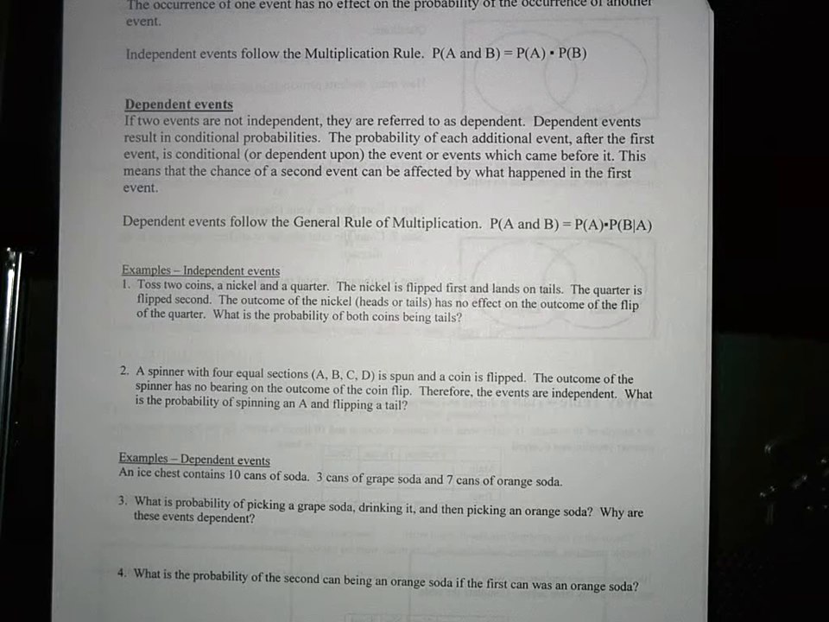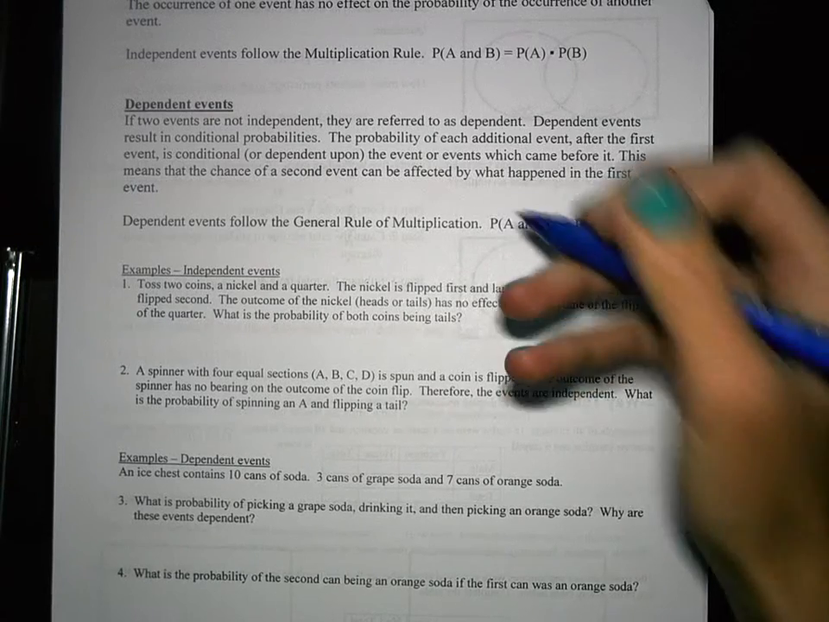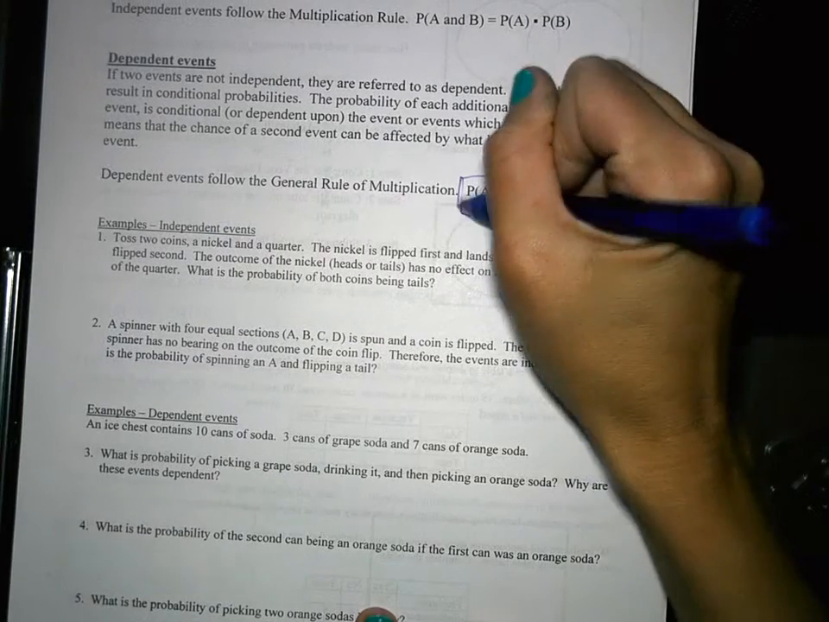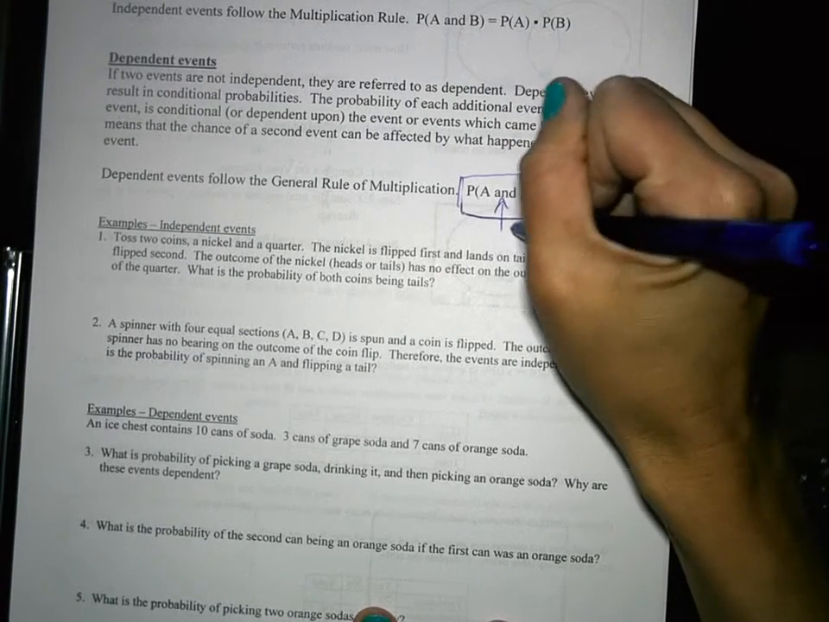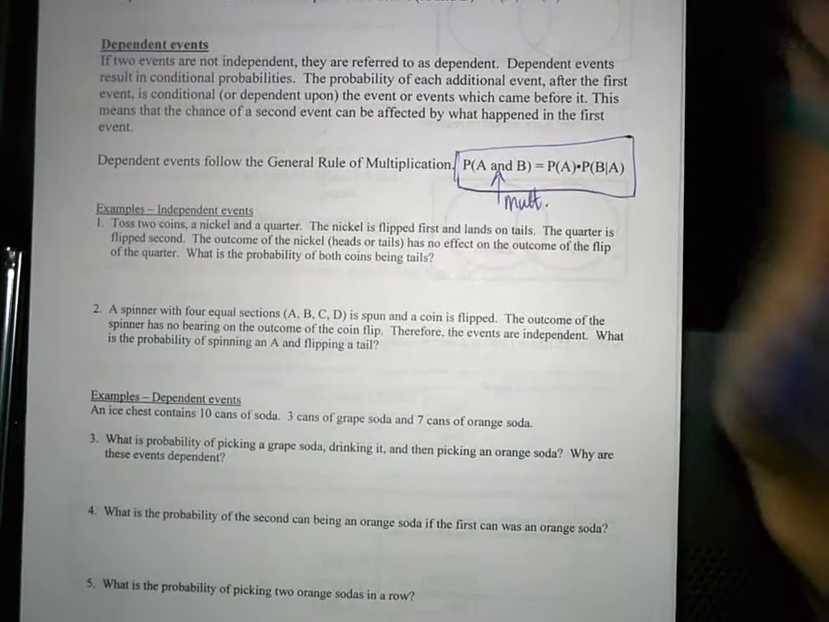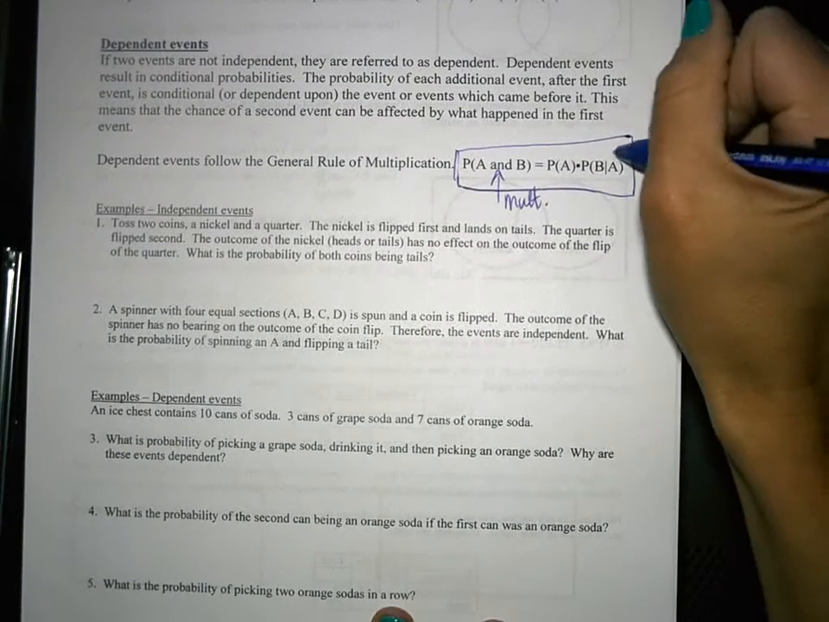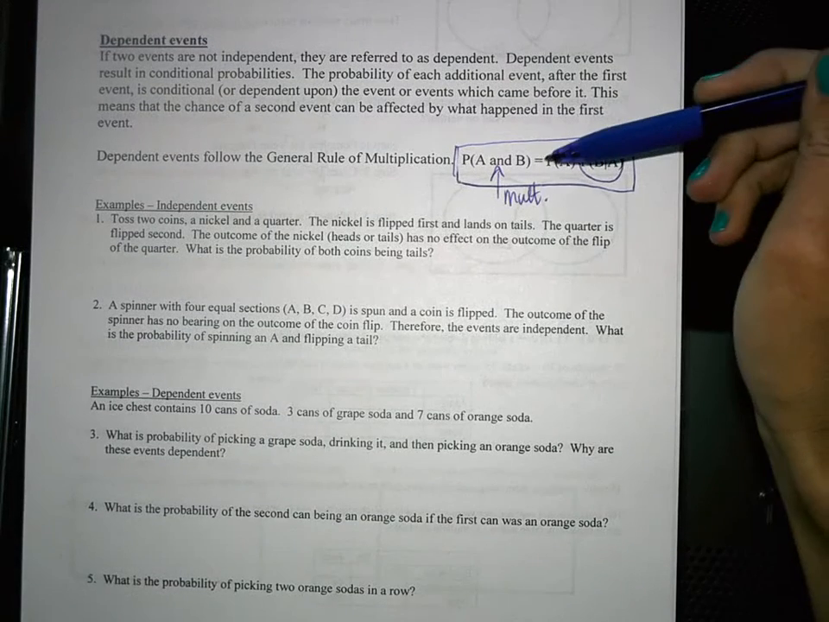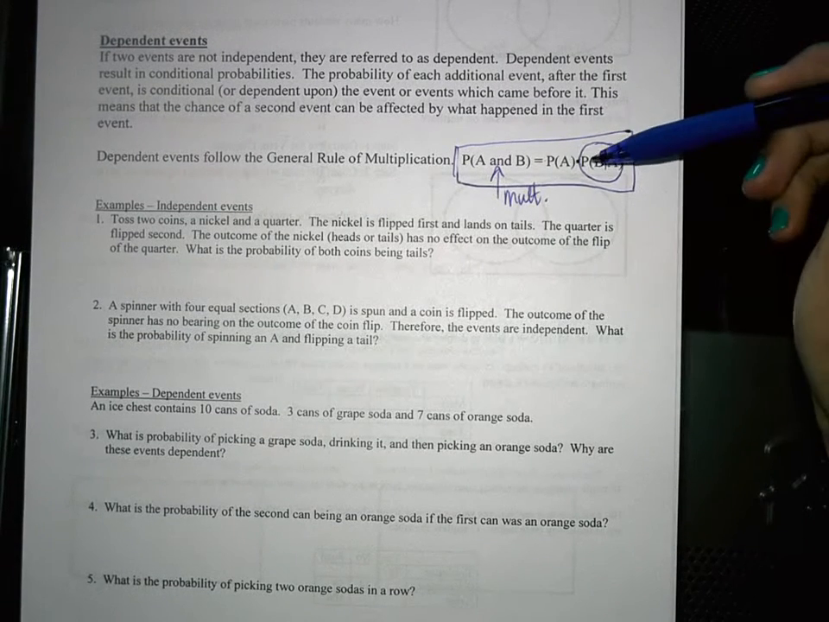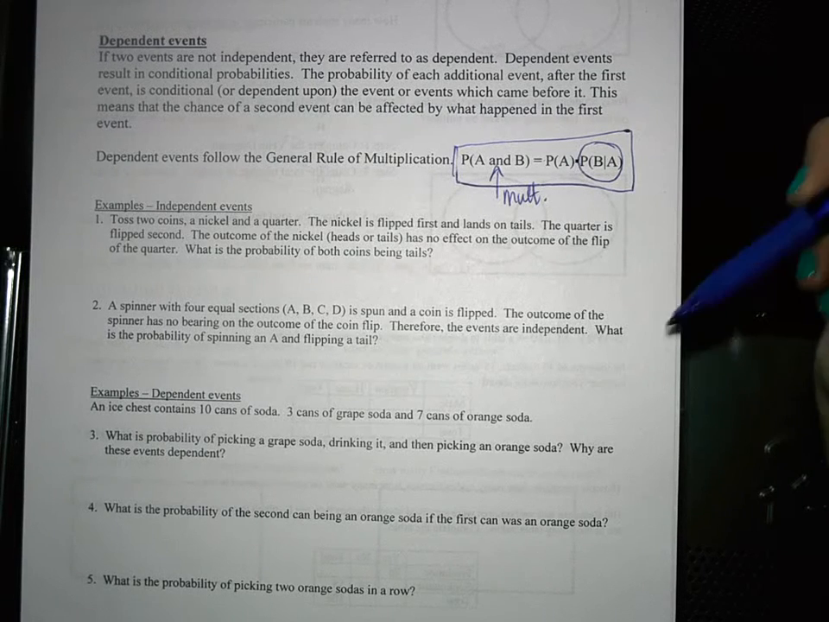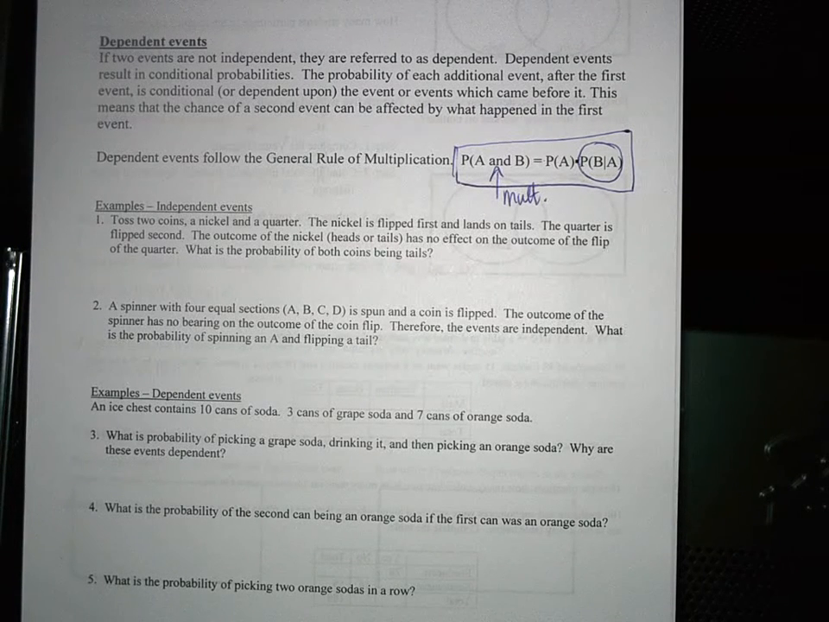When you're dealing with dependent events, this formula you need to remember. Anytime you see "and," this is dealing with multiplication. Also, you are multiplying the 2 events. This is once the event has happened. So you're multiplying the probability of A, and then you're multiplying by the probability of B once A has happened. So you have to take out the A part that's already happened.